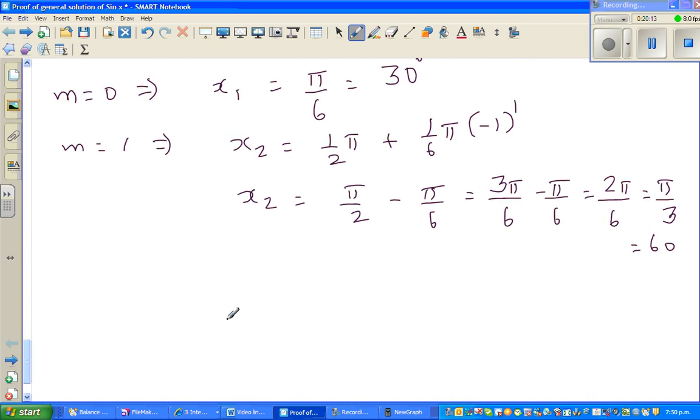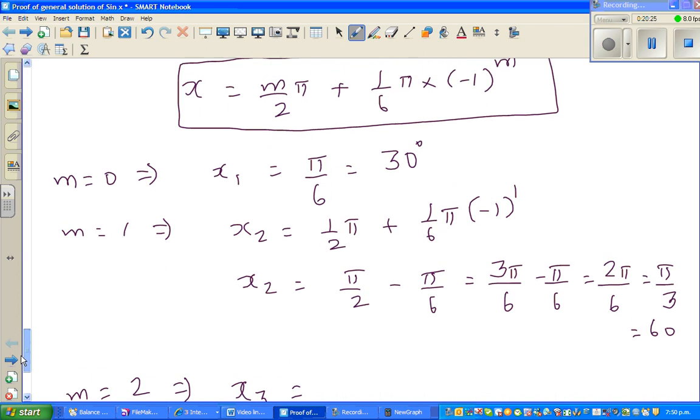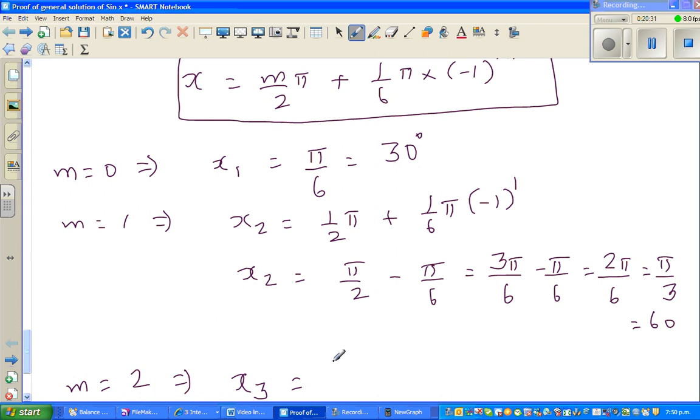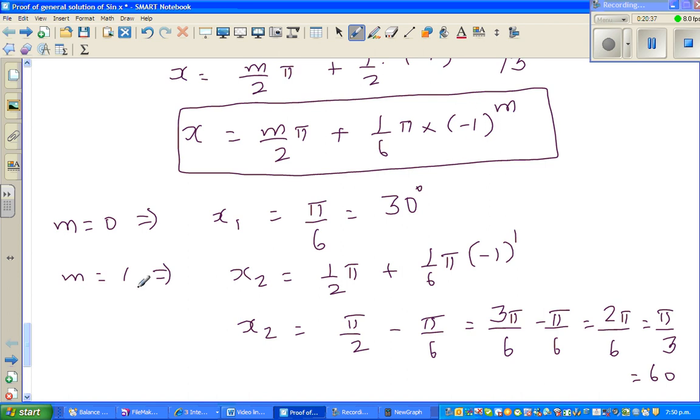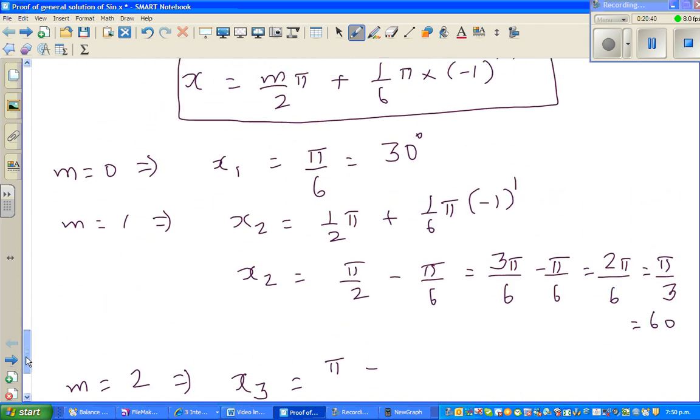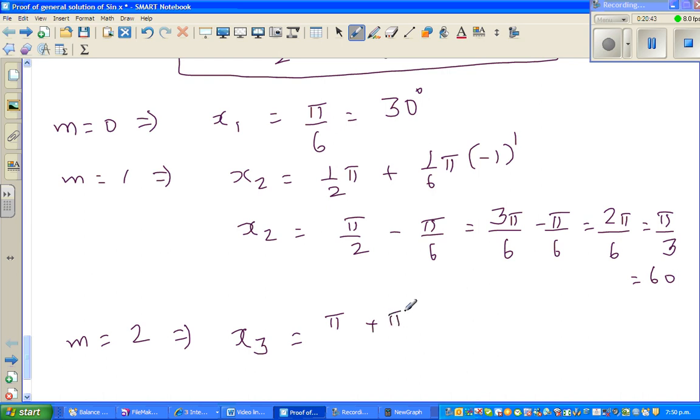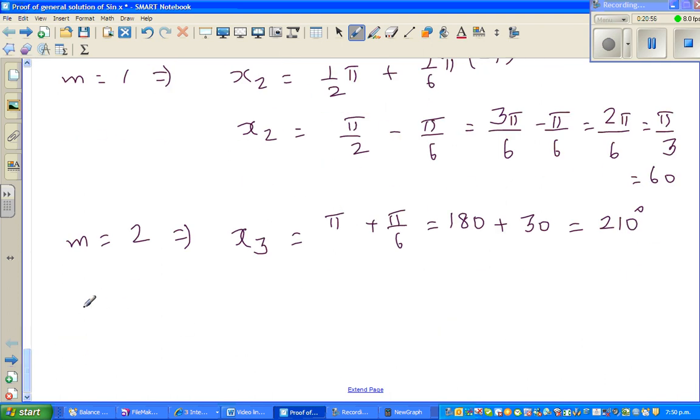So what will be x? When m is 2, this implies x3. So this is a formula. We know the formula is m by 2 pi, and in place of m, you can put 2. So this is pi, and when you put 2 here, this becomes positive, so plus pi by 6. Pi is 180, so this is 180 plus 30, which is 210. Okay.